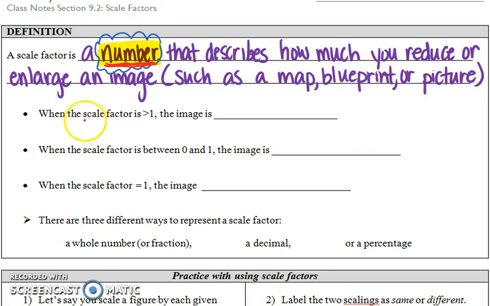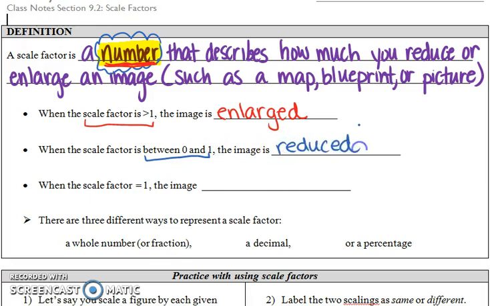When the scale factor or the number is greater than 1, that means that the image you are taking is being enlarged. And when your scale factor is between 0 and 1, typically what I mean is less than 1, but you never have negative scale factors. When the scale factor is between 0 and 1, the image is being reduced. And then when your scale factor is exactly equal to 1, the image stays the same size.